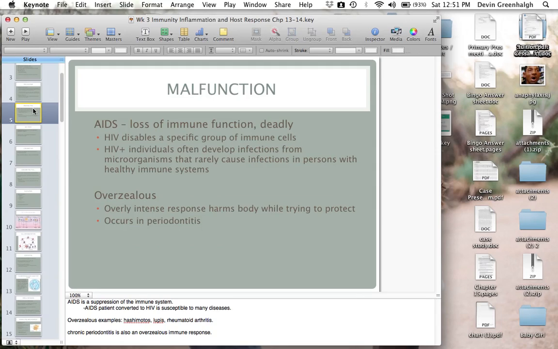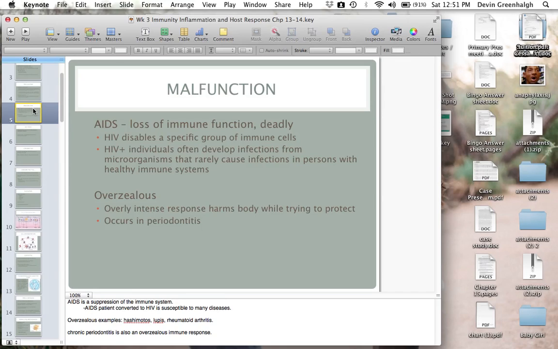Malfunction. So, when you have immunity malfunction, AIDS is an example of a loss of immune function, and it can be deadly. You have HIV virus, which disables a specific group of immune cells, and then HIV positive individuals can develop infections from microorganisms because they have poor immune systems.